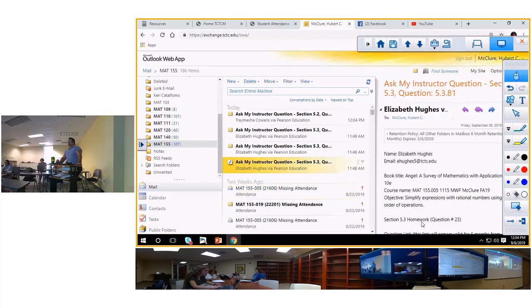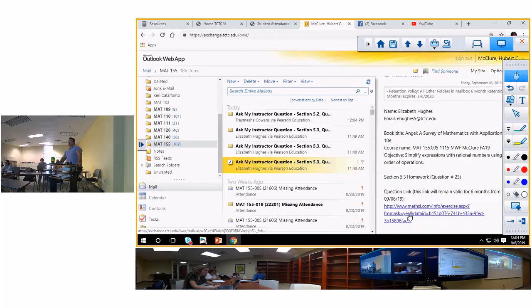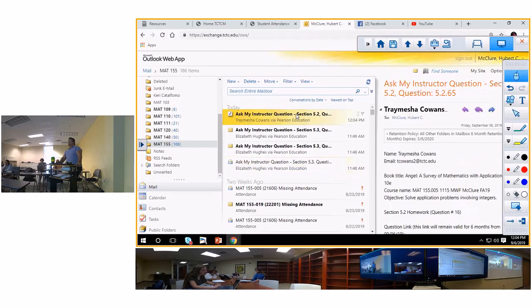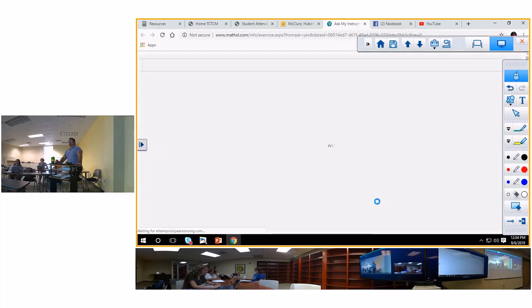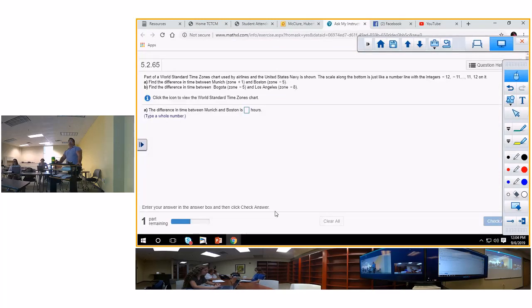This is number 23. Let's see. This is number 16. And she is just mad. Okay, part of a world standard time zone chart used by airlines, and so on. The scale along the bottom is just like a number line with integers -12, -11.